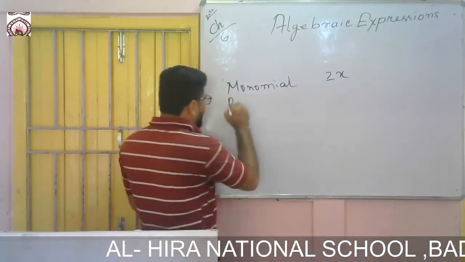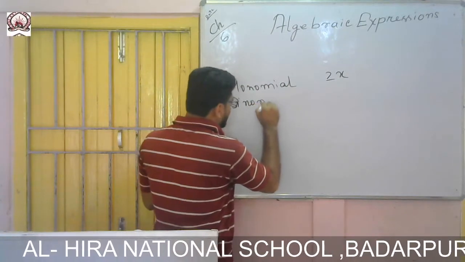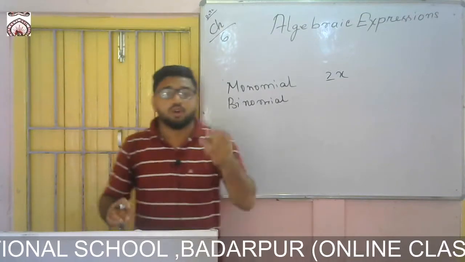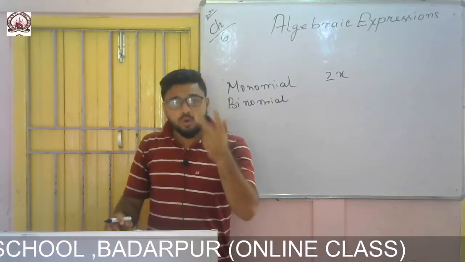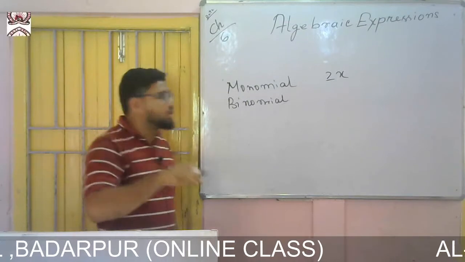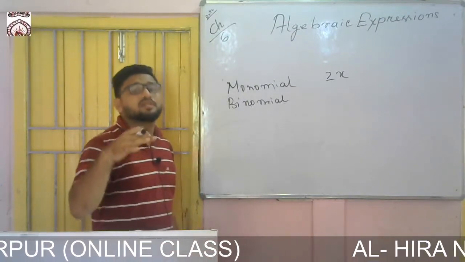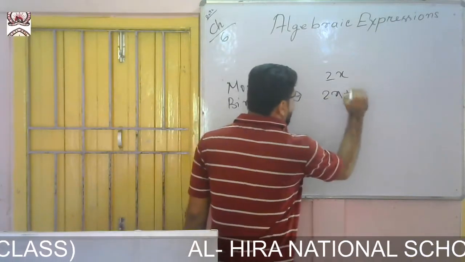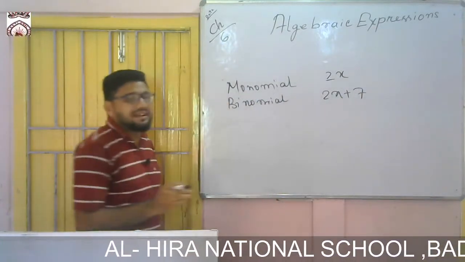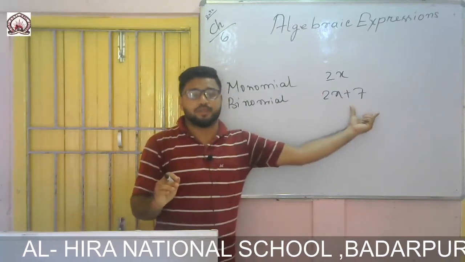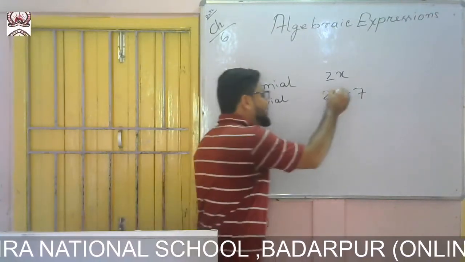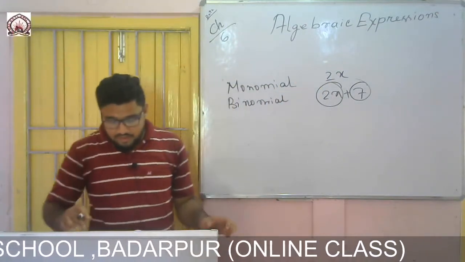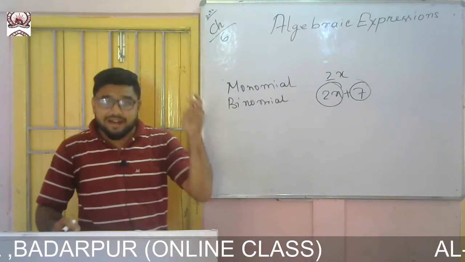Now come to binomial. What is a binomial expression? An expression which has two terms is called a binomial expression. So if I write 2x plus 7, then it is a binomial expression, because it has two terms. One is 2x and another one is 7. Understood?